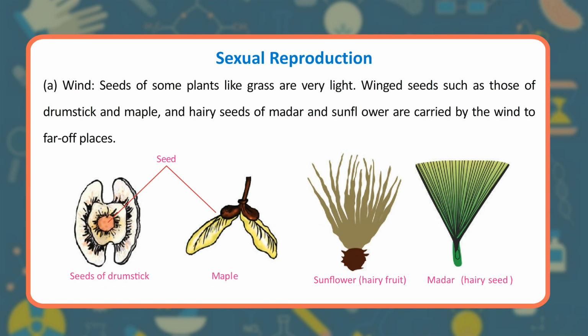Wind. Seeds of some plants like grass are very light. Winged seeds such as those of drumstick and maple, and hairy seeds of madar and sunflower are carried by the wind to far-off places. Seeds of drumstick, maple, sunflower, madar.